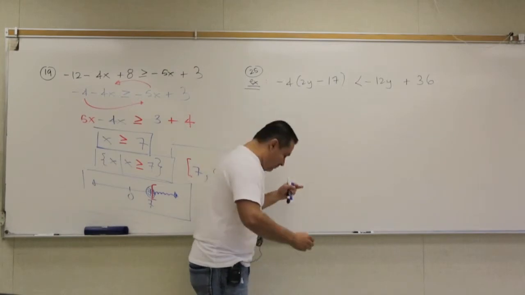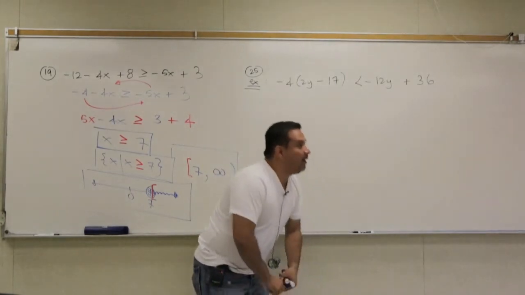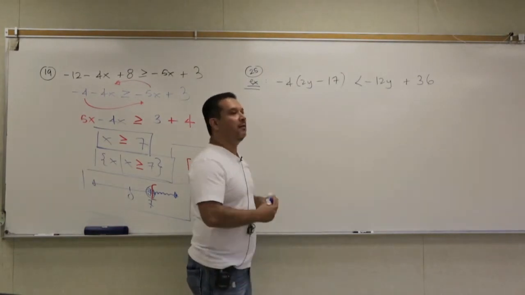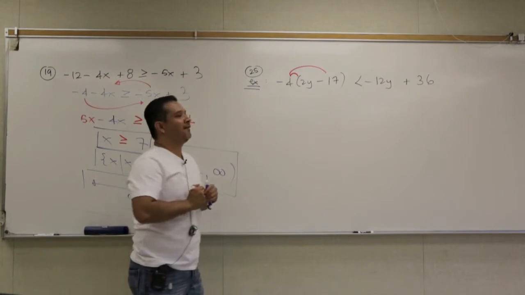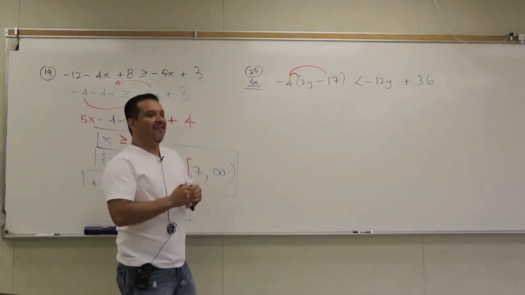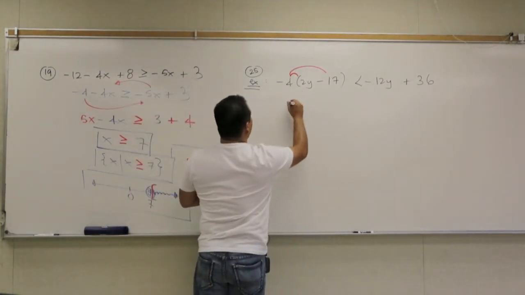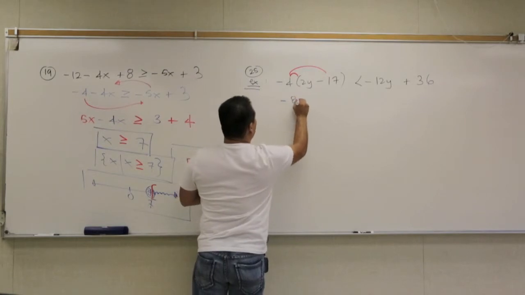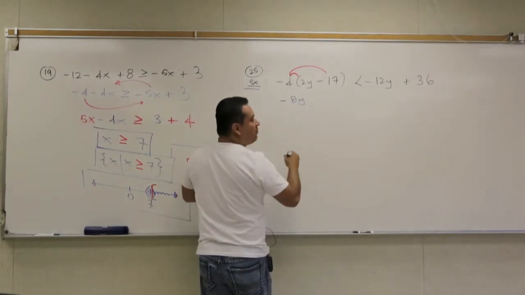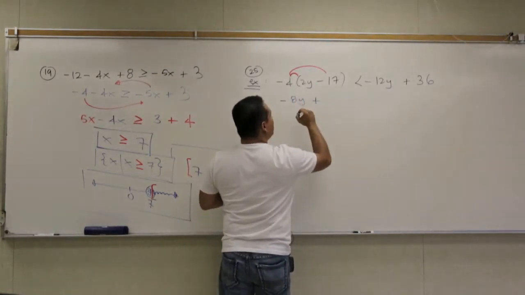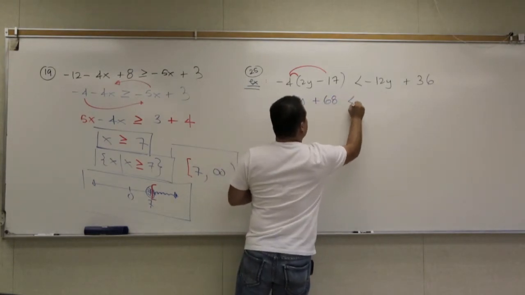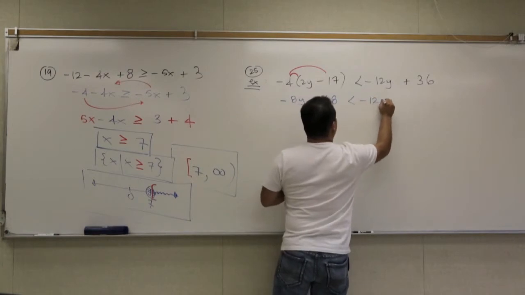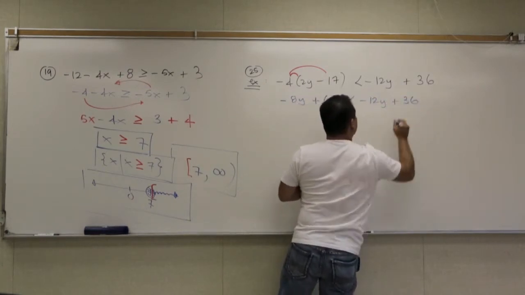All right. What do you guys think about this? How do you get rid of the parentheses? Distributive property. So negative 4 times 2y is negative what? 8y. Negative 4 times negative 7 is what? Positive 28. Positive 28 is less than negative what? 12y plus 36.